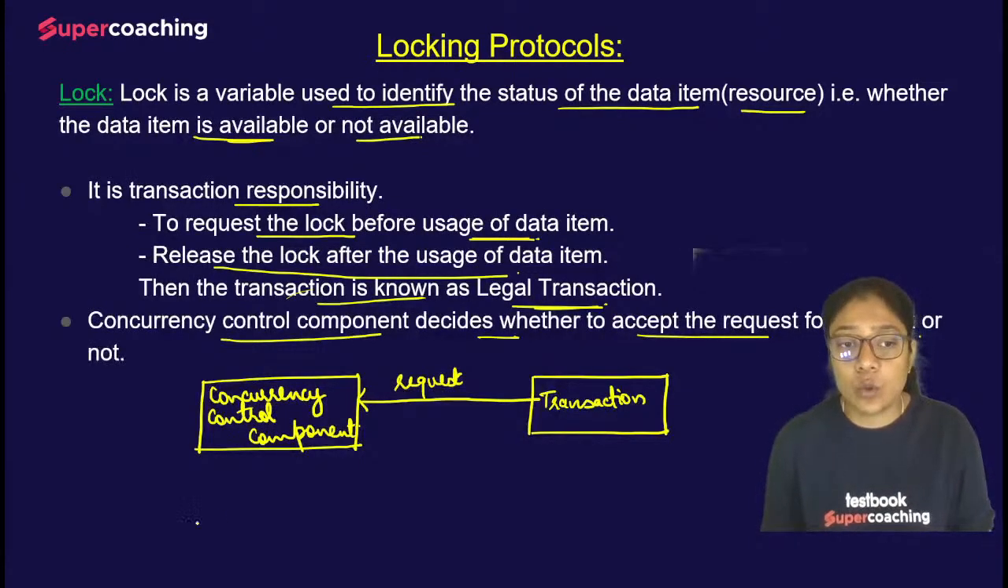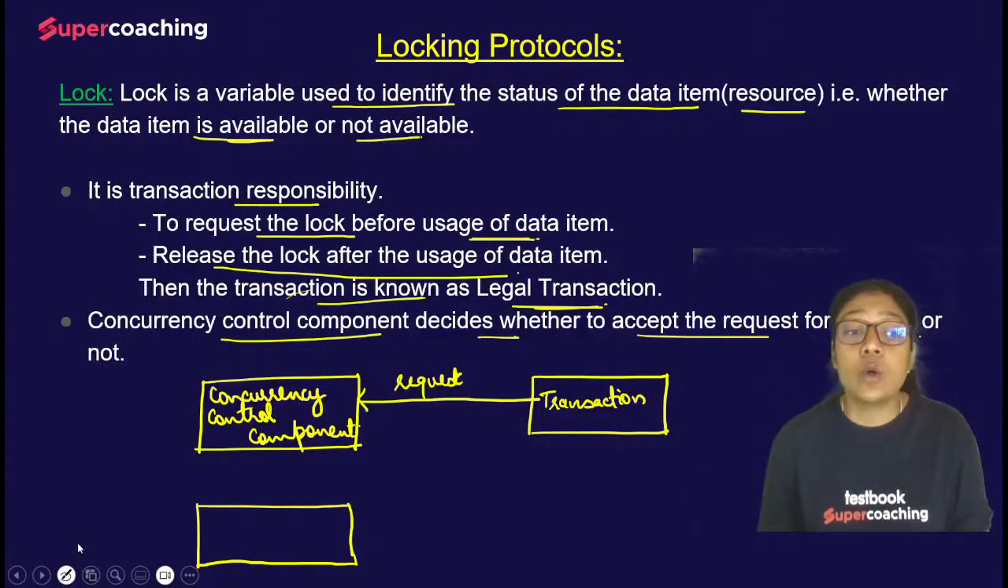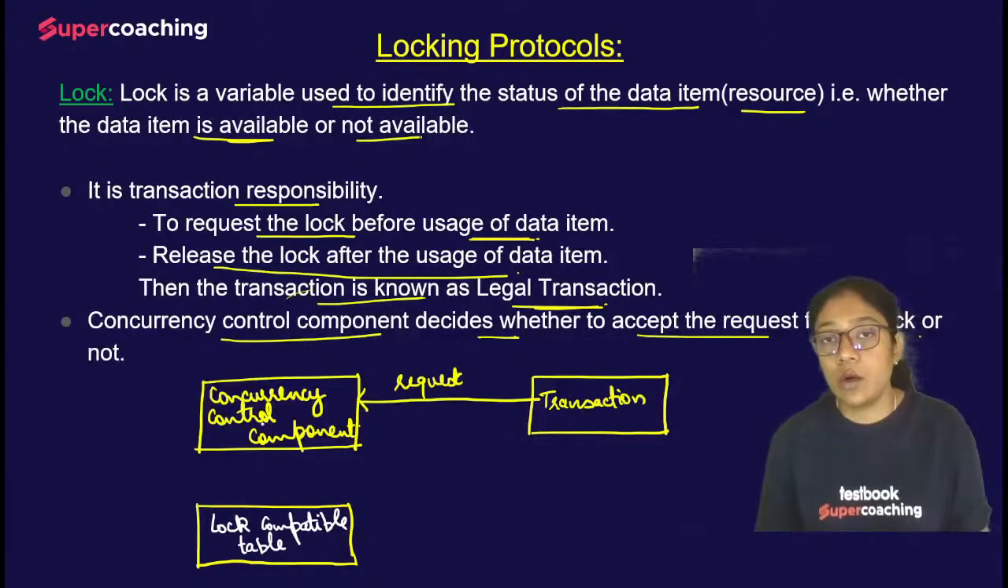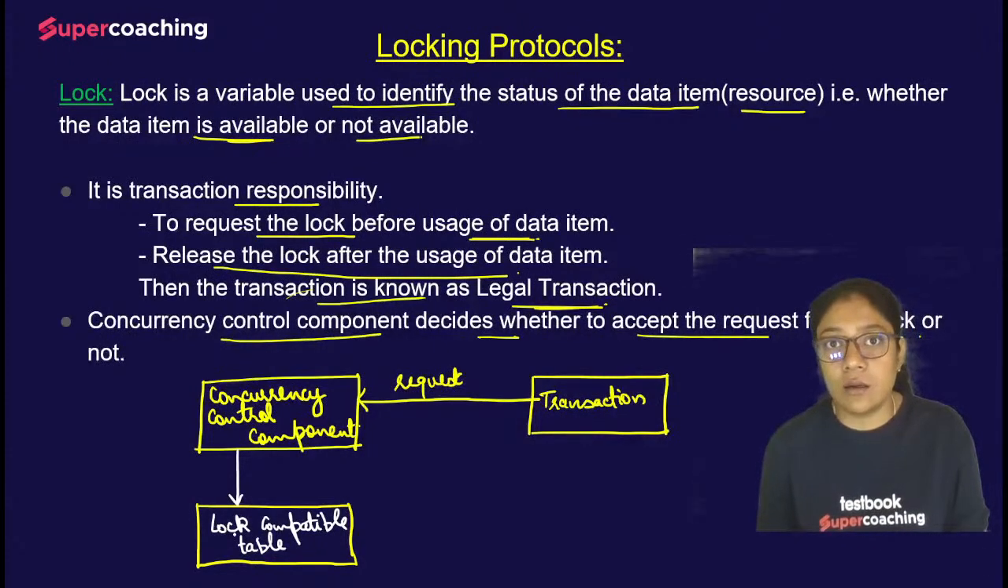Then the concurrency control component will look into the lock compatible table. What is this lock compatible table going to store? This will indicate which lock is compatible with the other lock. Okay, so here we have the lock compatible table. We'll talk about this in more detail in a while. So it's the responsibility of the concurrency control component to consult the lock compatible table for the request that has come, to check whether it is eligible or not to get a lock.